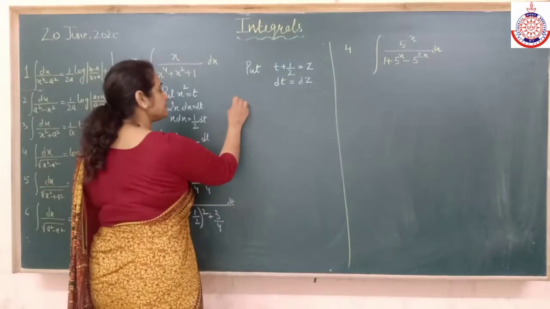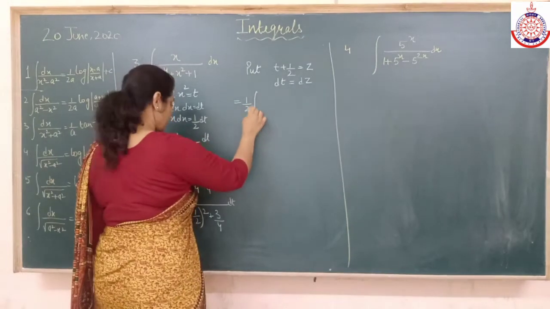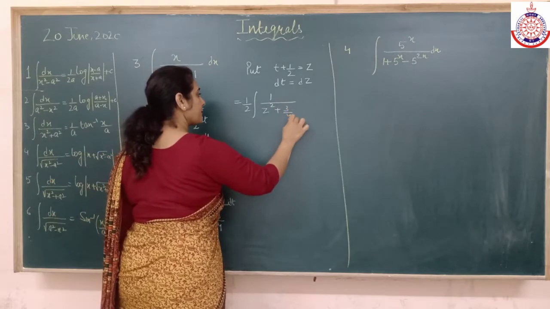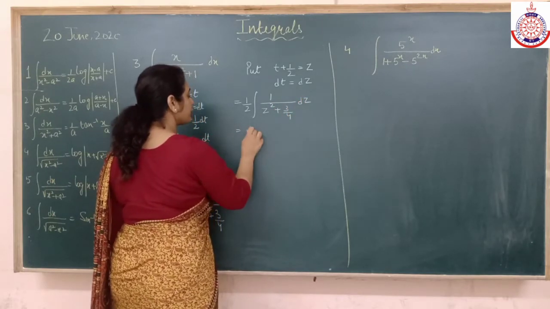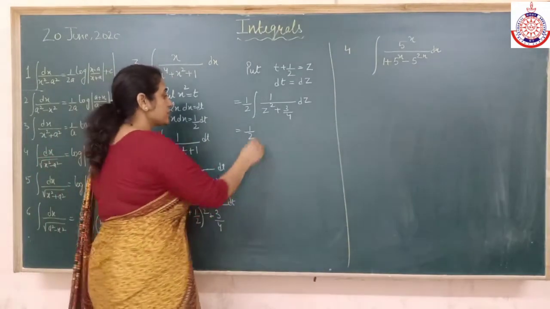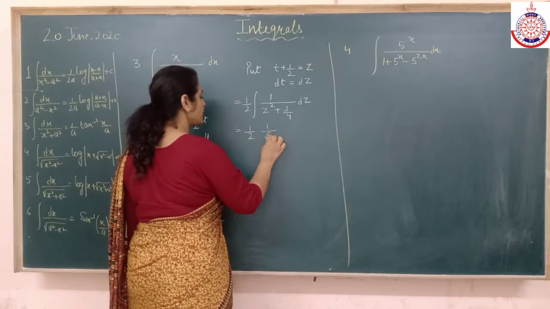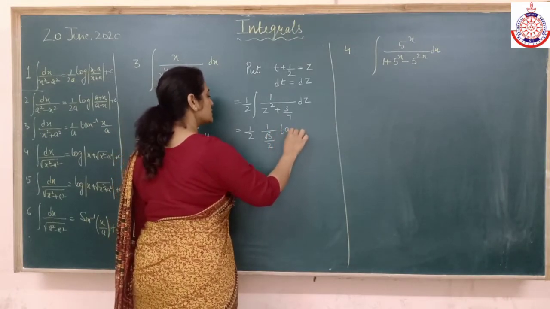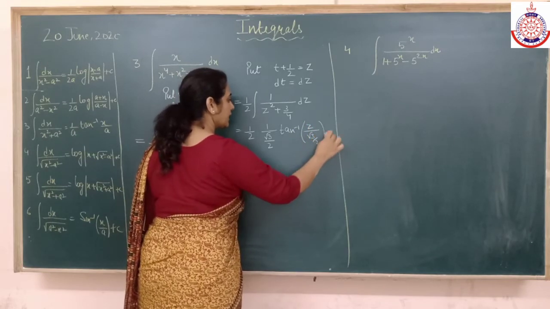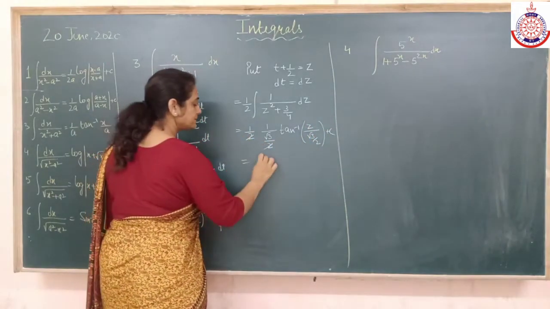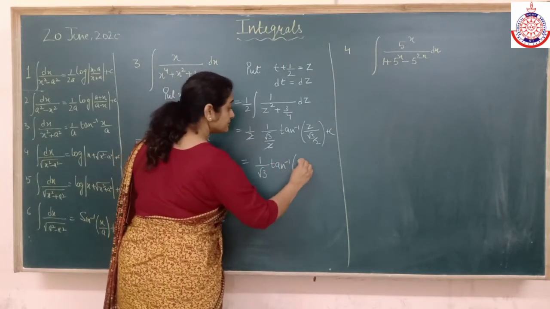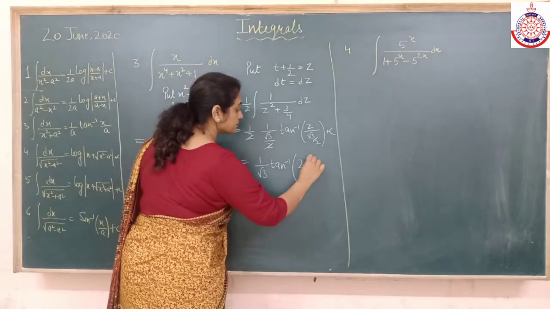So it is which form? 1 upon x square plus a square. What is the integration? 1 by a, which is root 3 by 2, tan inverse x by a. That's all. Put the value of z.